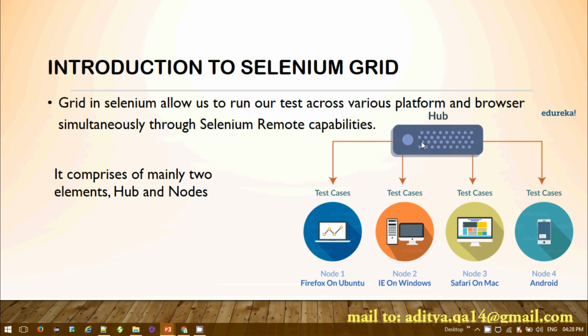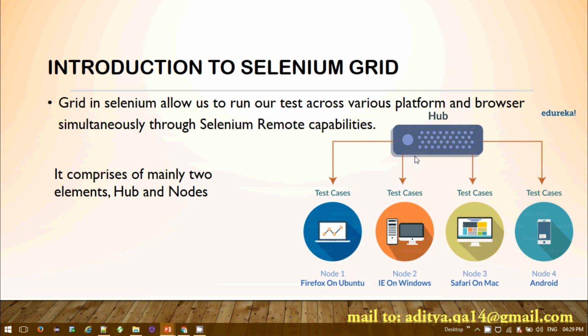Now the next thing is the main architecture, or the main elements that the grid contains, which are the hub and nodes. The hub is the central point, or we can say the server of the Selenium Grid. In the hub, we load a test script. We will define all the remote capabilities and browser capabilities in the hub. And in the node, whatever capabilities we have defined in the hub, we will define the same in the node. If the node capabilities match the hub capabilities, then whatever test script we loaded into the hub, we can directly execute on the particular node.